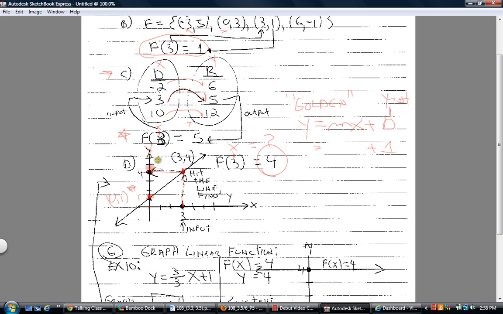1, 2, 3. I went up 3 on the vertical. And how many across? 1, 2, 3. I went 3 on the horizontal. Rise over run. 3 over 3. So the slope is 3 over 3.